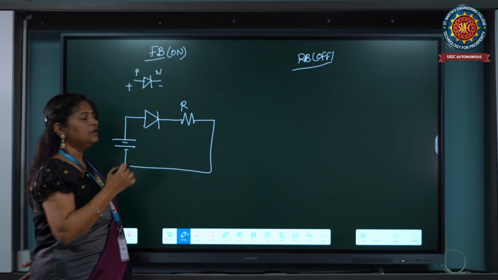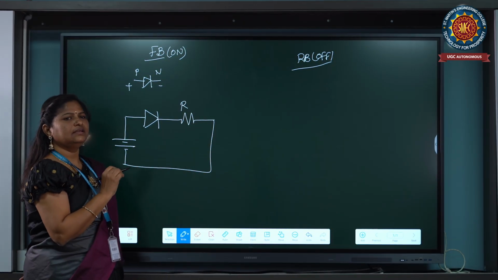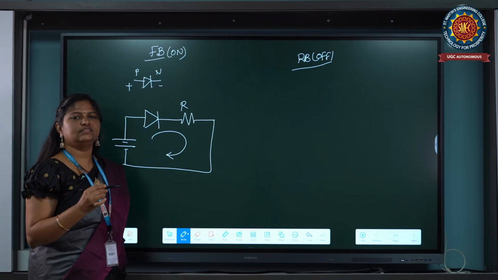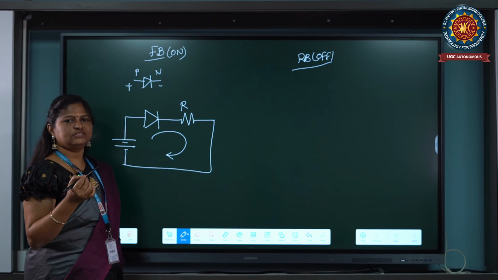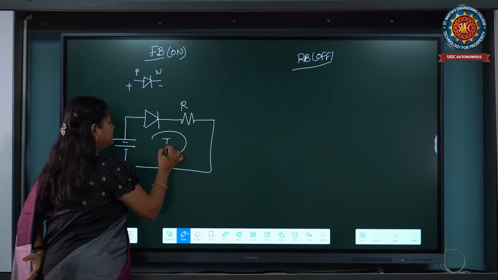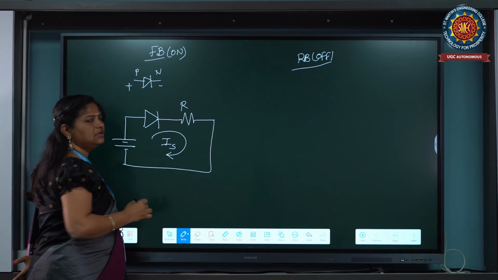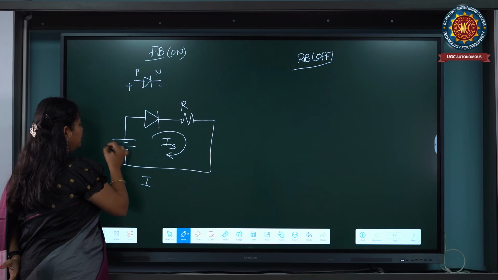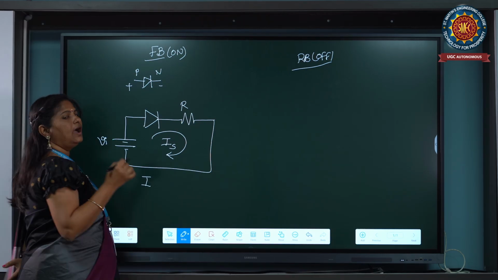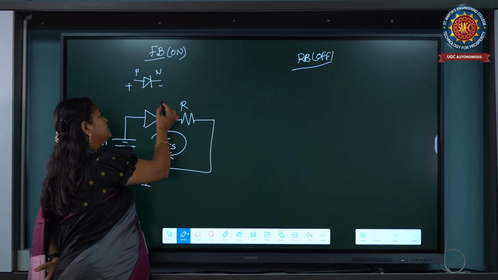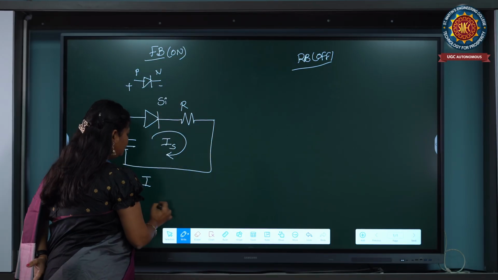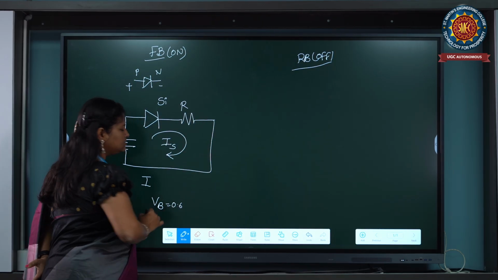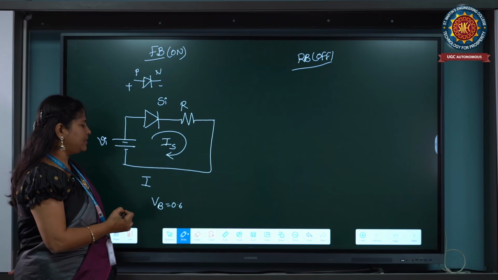Due to this forward bias condition, the maximum current will flow, that is the diffusion current. Diffusion current is the current that flows due to the majority charge carriers. That current we call IS, the saturation current or diffusion current. If you apply the input voltage Vi, I am using a diode made of silicon. What is the barrier voltage for silicon? That is approximately 0.6 or 0.7 volts.